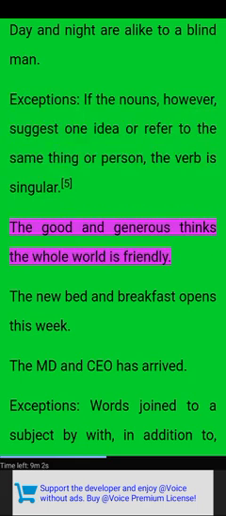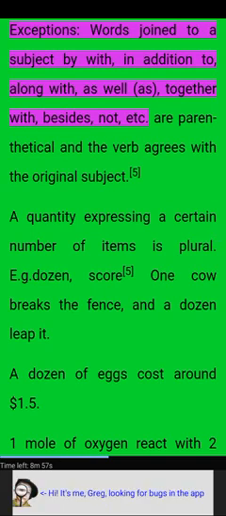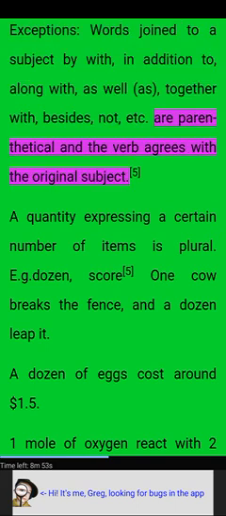E.g. The good and generous thinks the whole world is friendly. The new bed and breakfast opens this week. The MD and CEO has arrived. Exceptions. Words joined to a subject by with, in addition to, along with, as well as, together with, besides, not, etc. are parenthetical and the verb agrees with the original subject.